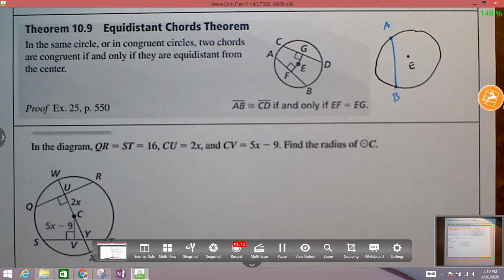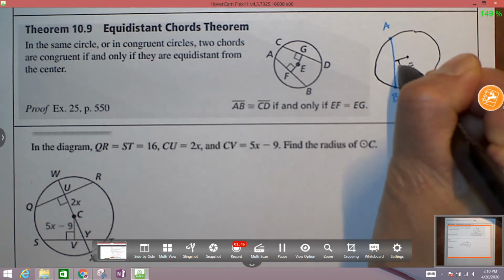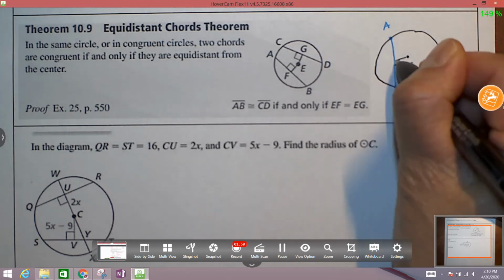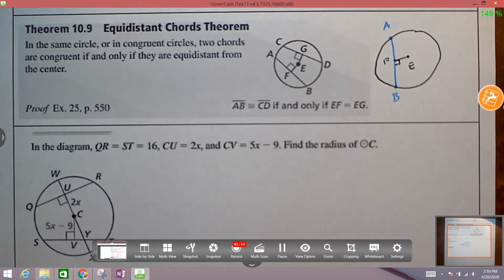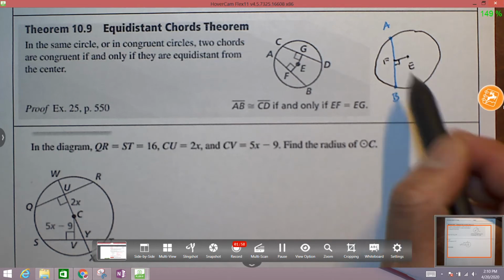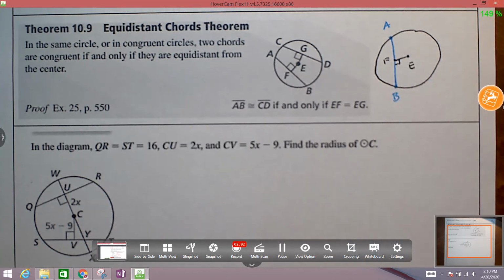I'm going to use black. I'm going to pretend that's perpendicular. Let's say that that's perpendicular. And let's call this point F. So how far is segment AB to the center? It is this length from E to F. It's the length of segment EF.